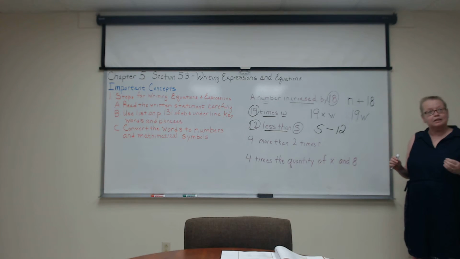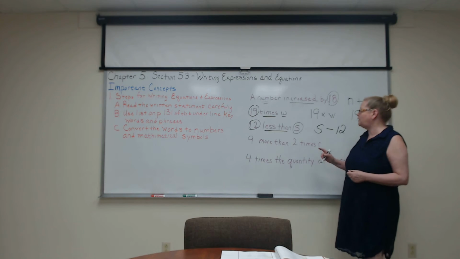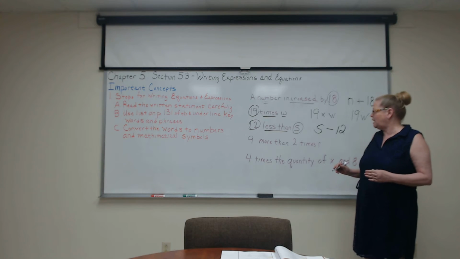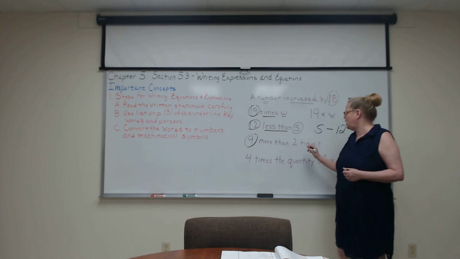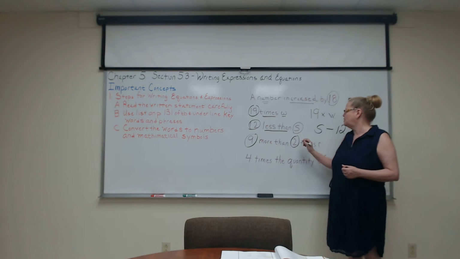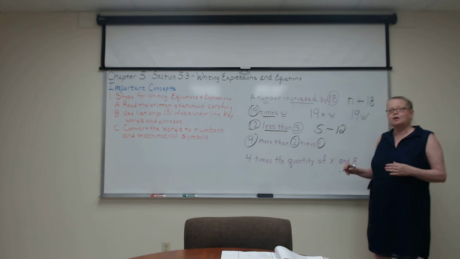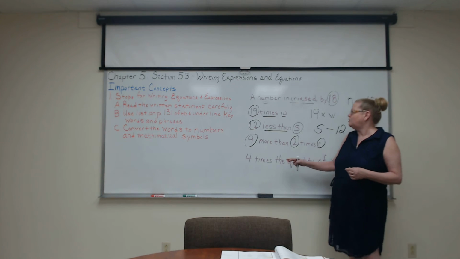Here's another one that gets a little more complex as a few more words are put in. So we have 9 more than 2 times R. Let's take a look. What do we have here? Well, we have the number 9. We have the number 2. And we also have our R, our unknown. So let's reread this again. It's common to read these types of expressions more than once to make sure that you're setting it up correctly.